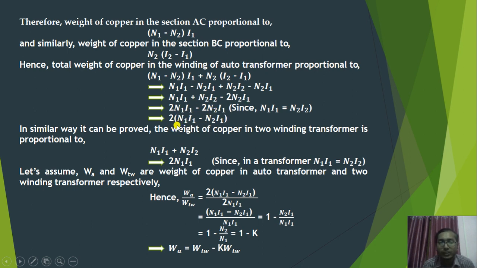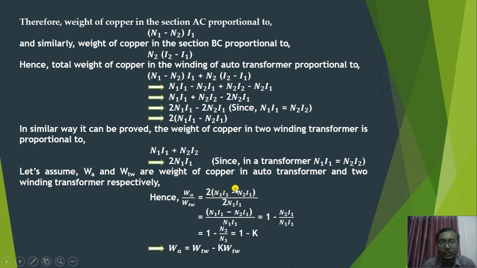And when we take a two winding transformer, the total weight of the conductor is proportional to 2 times N1I1. So if we assume that the total weight of the conductor in an auto transformer is WA, and in a two winding transformer is W with suffix TW, what will be the ratio between WA and WTW? It will be equal to this much.